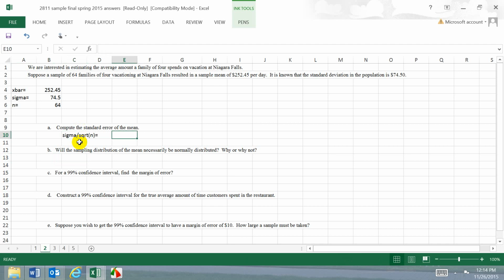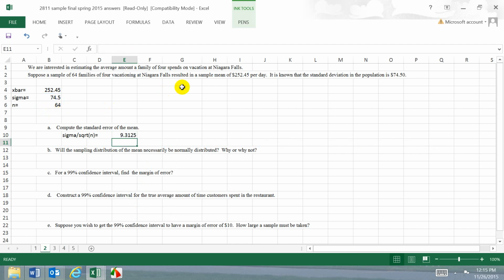So it is, sigma, 74.5 divided by the square root of 64, the standard error of the mean.